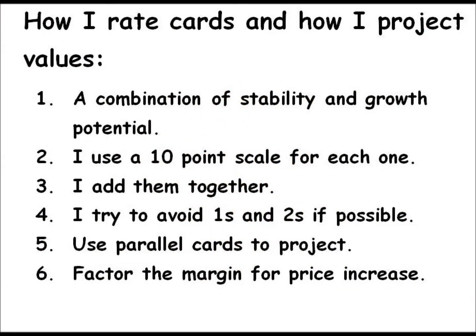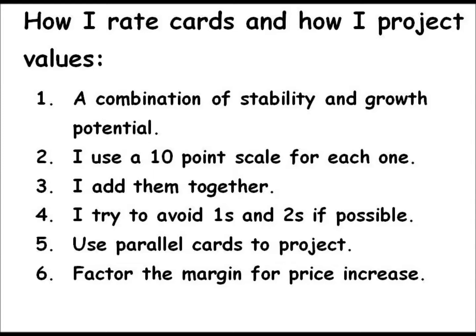So let's take a look at how I rate cards and how I project values. On the next slide I'm going to show you exactly how this works. So, number 1, a combination of stability and growth potential. What I do is I rate the cards and I combine stability and growth potential. If we go to number 2 there, you see I use a 10-point scale for each one, meaning I have a 10-point scale for stability, I have a 10-point scale for growth potential.